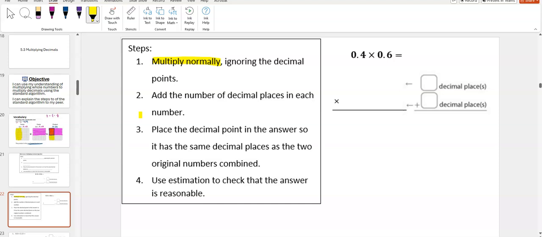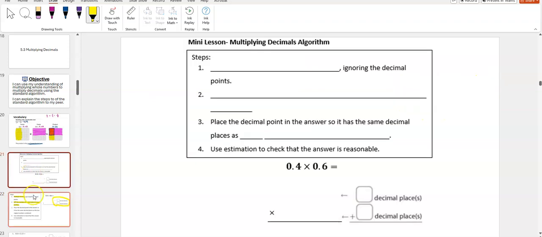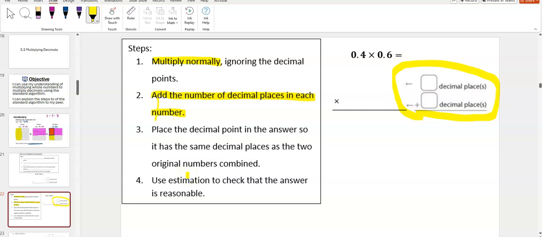All right, so that first step that you should have written down in your notes was to multiply normally, ignoring those decimal points. Then this whole sentence needs to be written down. You're going to add the number of decimal places in each number, and that's what this is right here. I'm going to show you when we're doing it, but that's this box area. After we add them all up, we're going to place the decimal point in the answer so that it has the same decimal places as the two original numbers combined.